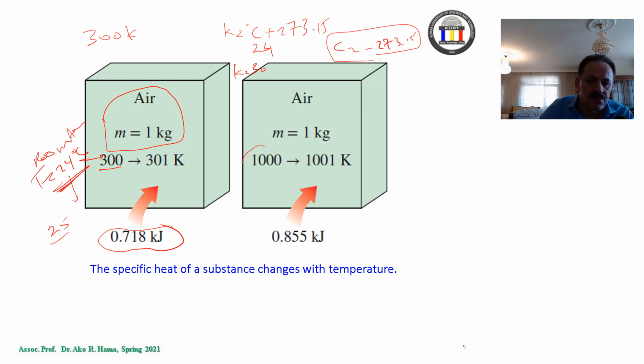Now there is another thing that we have. If the room was already hot and you want to increase it to even hotter, so 1000 Kelvin instead of 300, what do you need to increase it by 1 degree Kelvin? You need more energy. It's already hot, so you need to make it hotter.